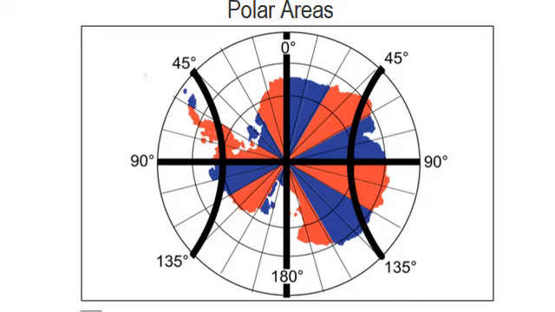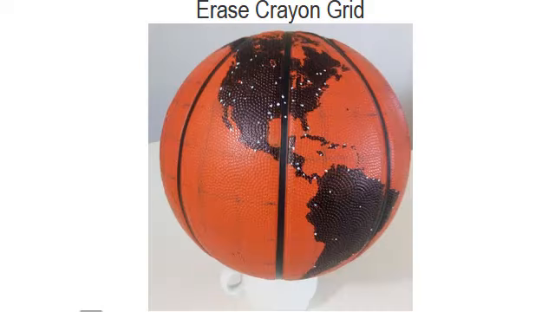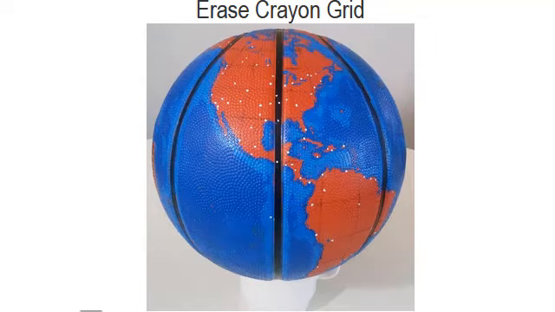Note that you will mark over the crayon grid lines on continents with a Sharpie marker, but you will need to erase crayon lines in the oceans after you locate cities on your globe. You mark over the crayon grid lines in the oceans with an acrylic paint marker and similarly need to erase crayon lines on the continents to finish a globe.